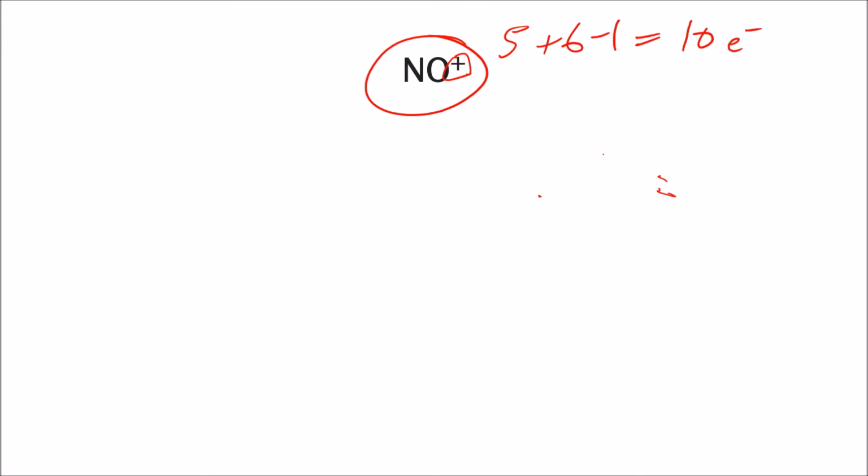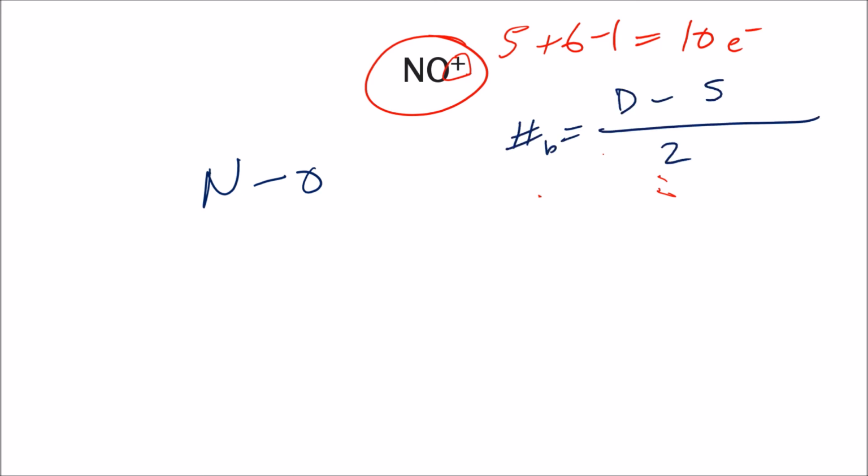Okay? What's the next step? The next step is to draw the skeleton. I will draw N and I'll draw O. What is the next step? I have to check out what's the number of bonds between them. Number of bonds equals the demand minus the supply over 2. The demand is that N and O both want 8. So 8 plus 8. And what about the supply?